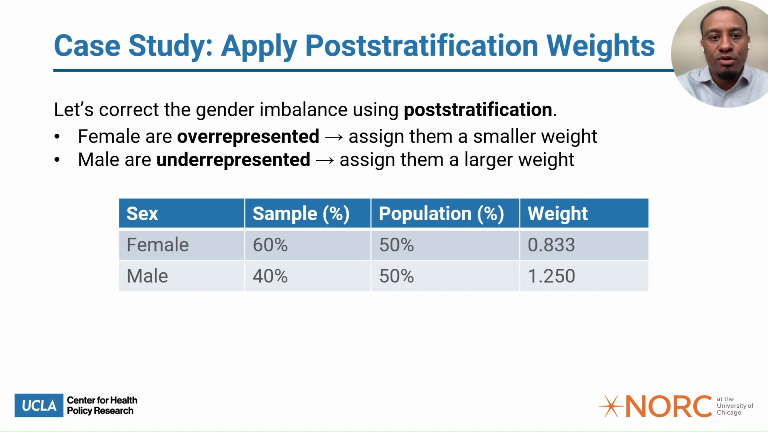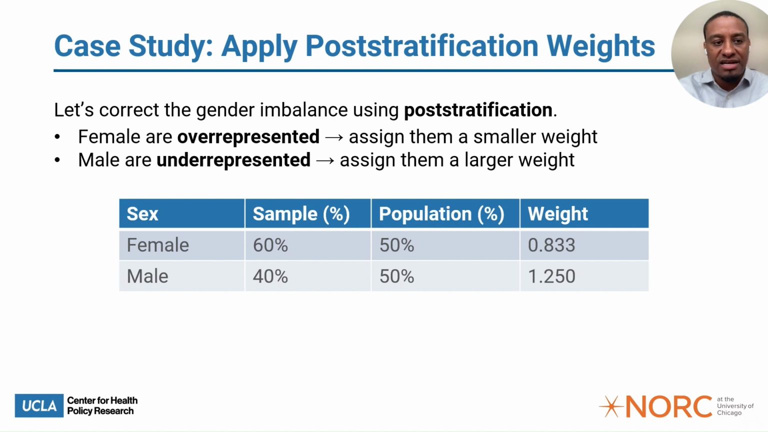We are going to use post-stratification to adjust the weight in our sample. We know that in our sample, female are overrepresented and male are underrepresented. We know that in the population, we have a distribution of 50% female and 50% male. However, in our sample, we have 60% female and 40% male.